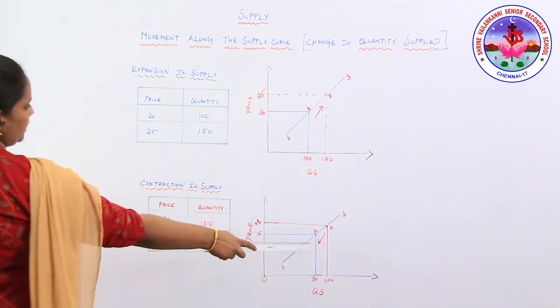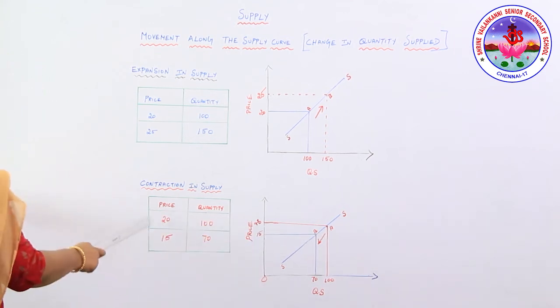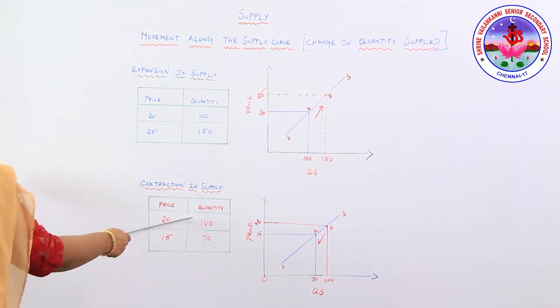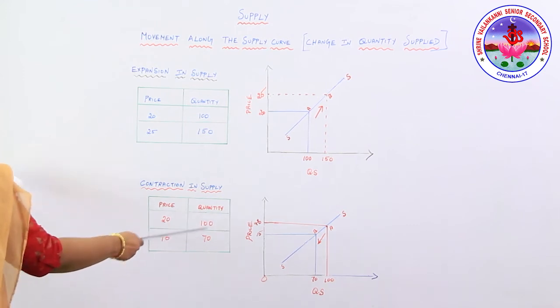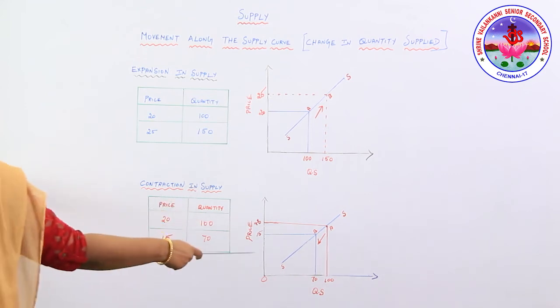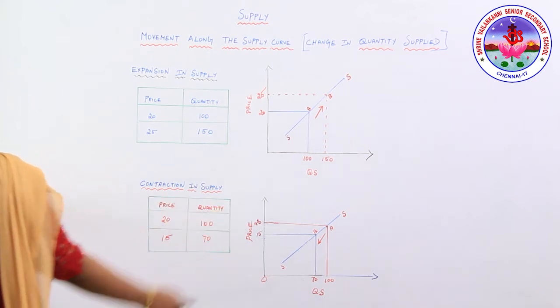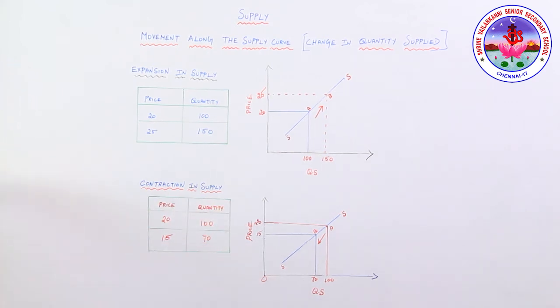Yes, you can see the downward movement from A to B. It's because the price decreases from 20 to 15 rupees, and the quantity also falls from 100 units to 70 units. That results in the downward movement from A to B along the supply curve, which we are calling a contraction in supply.